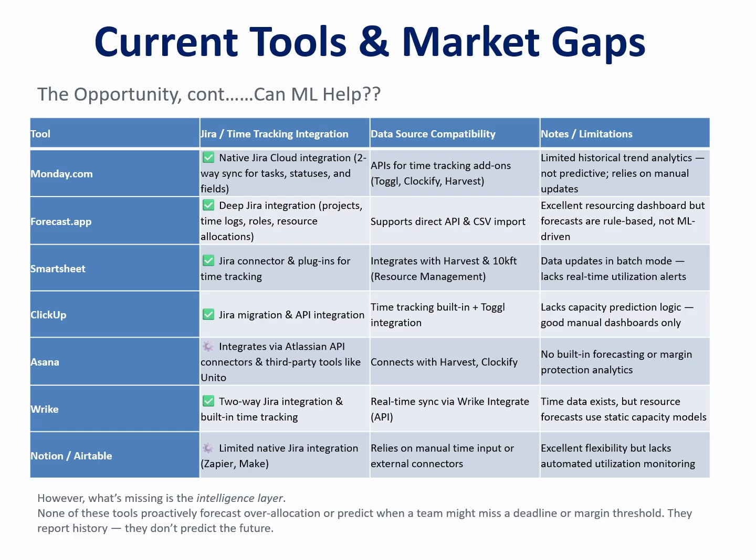So to continue the definition and description of the opportunity, can a model help? In order to help determine that, I looked at the current ecosystem of different tools out there, some that I have used, some that I haven't, and did some research. And you can see the list there. Basically, as you go through the notes and limitations, what is really missing there is the intelligence layer, right? None of these tools are proactive, and that's what we want it to be, and they can't forecast proactively or predict when a team might miss a deadline.